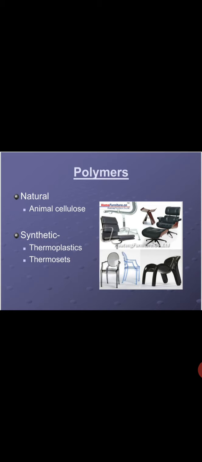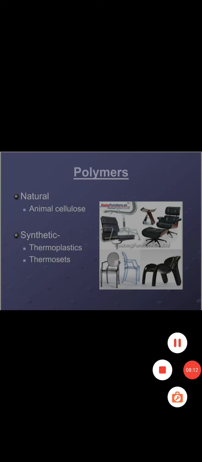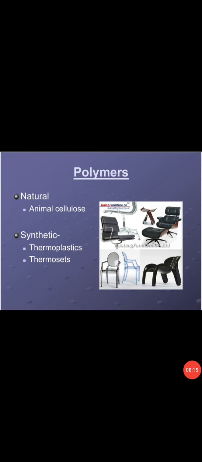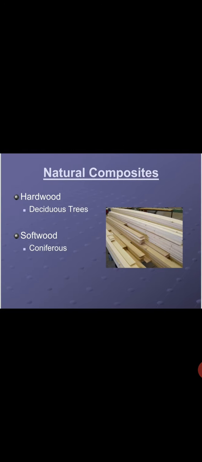So polymers may be natural or synthetic. Natural polymers are nothing but the leather which we use in our day-to-day life. Synthetics means the plastics which are molded in molds, thermoplastic or thermoset plastics, called synthetic polymers. So natural composites are composites which are formed naturally, like wood, that may be hardwood or softwood. So these are some of the engineering materials.